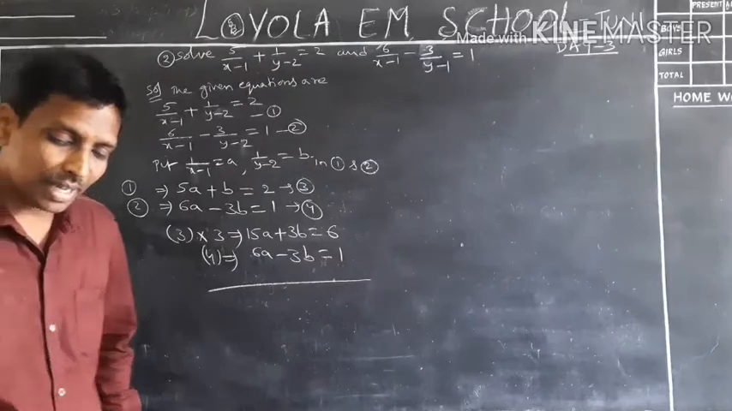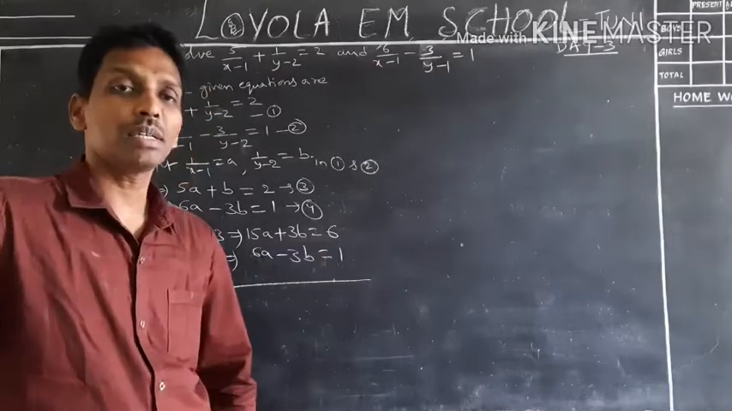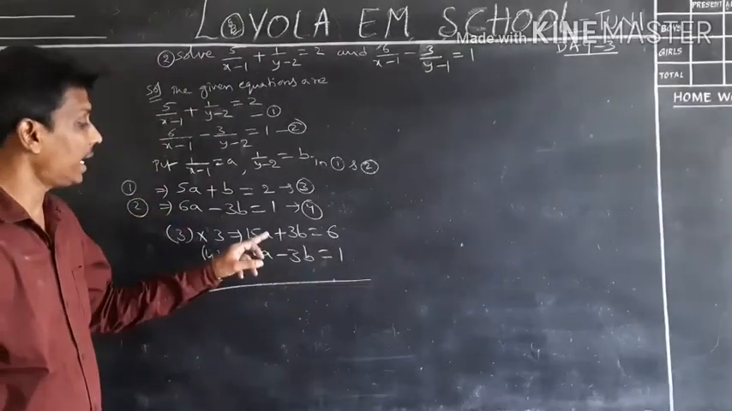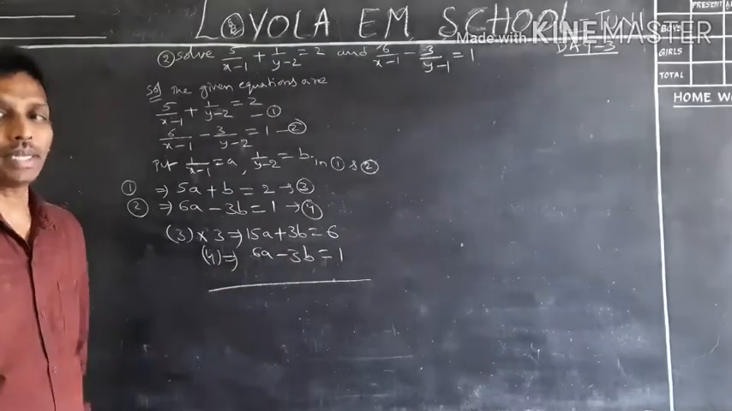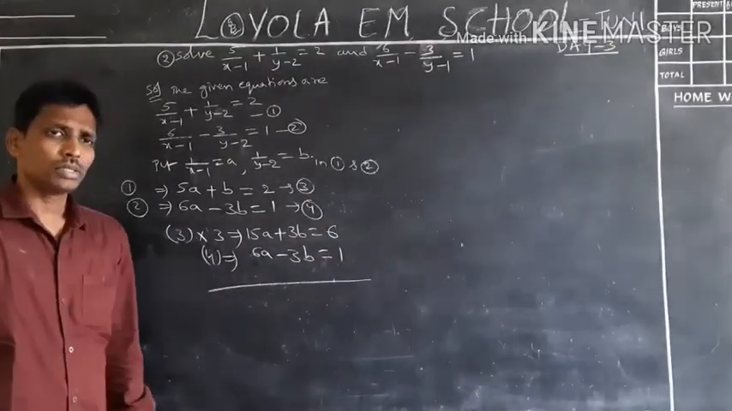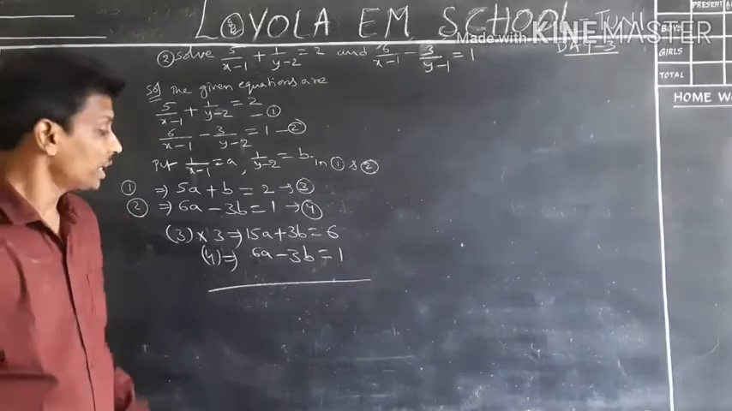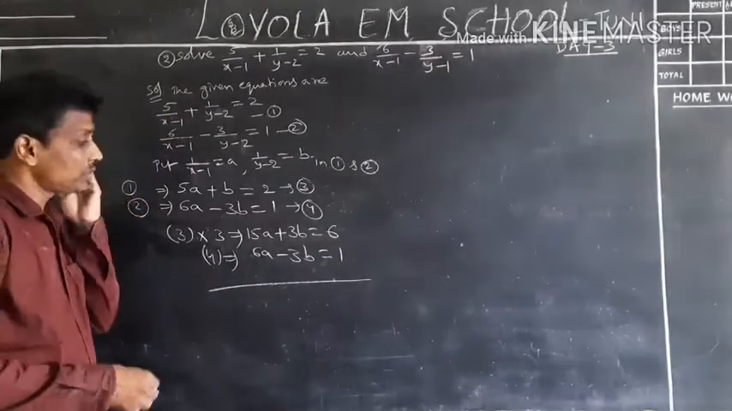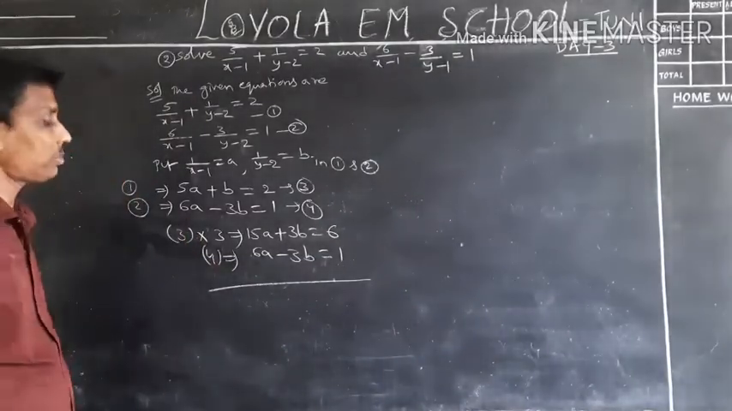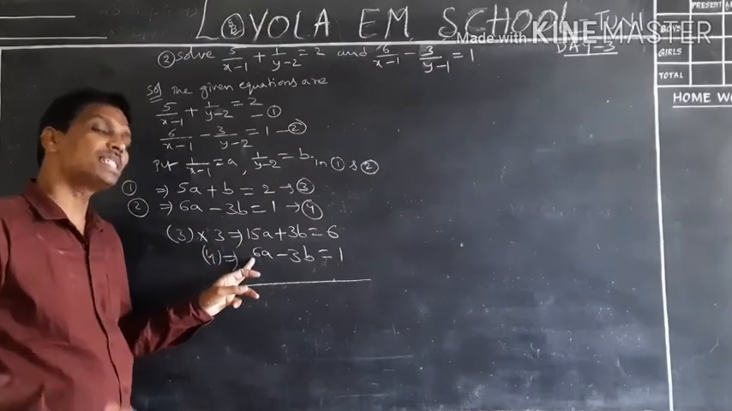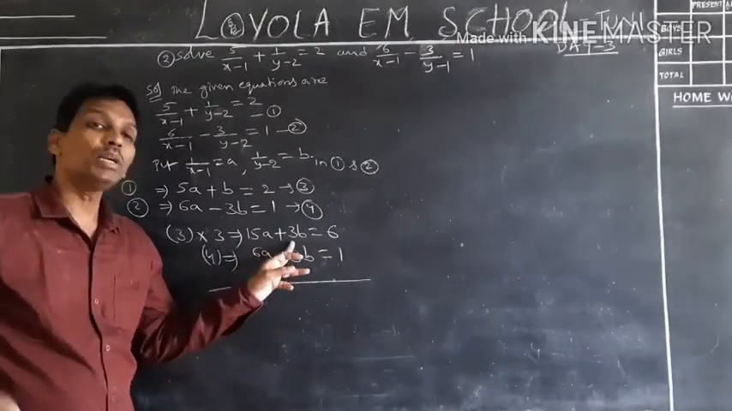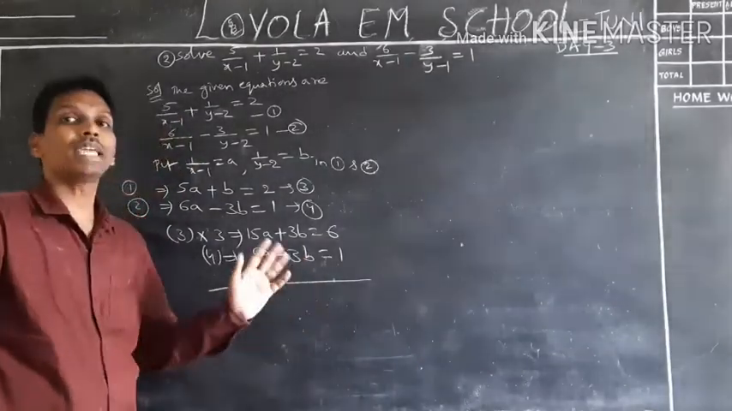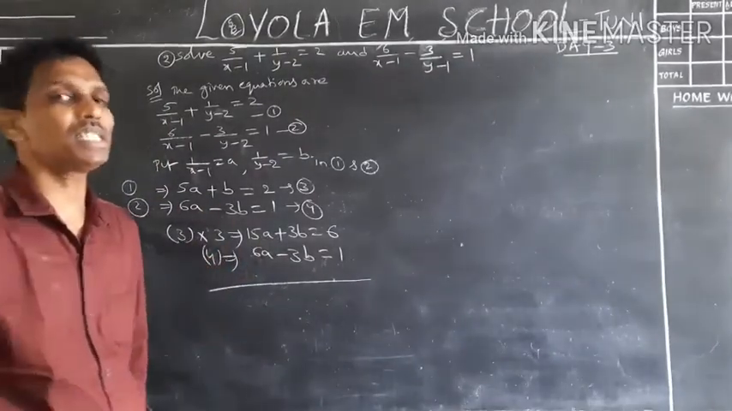Why did we not multiply the fourth equation with any number? Because we need not. Why? Because here the coefficients of b are both 3. So can we go through the elimination method? Yes. Is it necessary to do the subtraction? If we do subtraction, what will happen? 15a minus 6a means 9a we will get here. 3b minus of minus 3b means here plus 6b we will get. So again we get both variables.